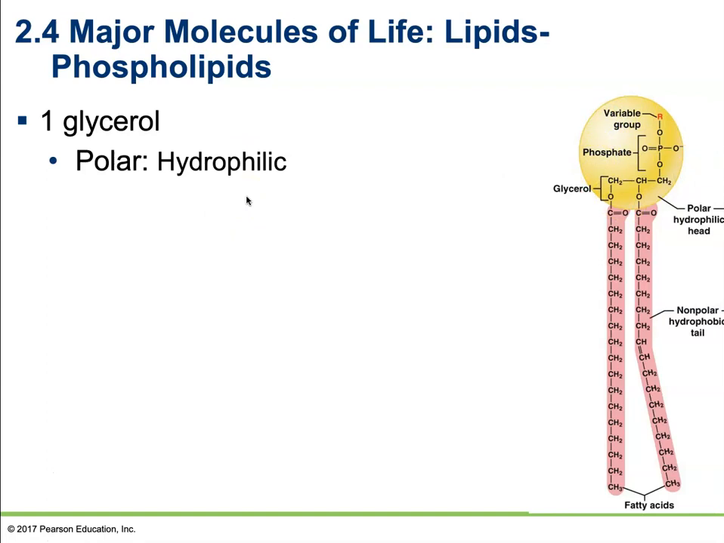Now, the interesting thing is, by adding this phosphate group, we actually can create a polar molecule. This glycerol head up here is going to be polar. What does polar mean? Does anybody remember? I'll give you a hint. It has to do with this little negative charge over here in the corner.